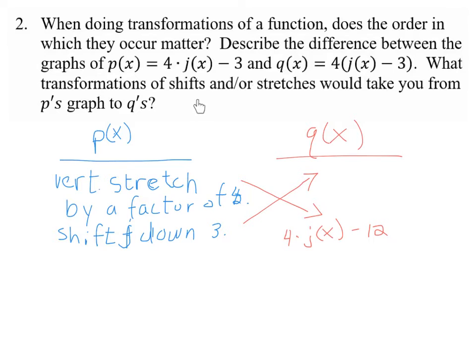Now, what shifts and or stretches would take you from p's graph to q's? I think we can see that if p is only shifting down 3 while q is shifting down 12, comparing this formula with the one down here, then we would need to shift p another 9 units down to get q. So we could write the following: p of x minus 9 equals q of x. Now just to check this out, let's look at some graphs.